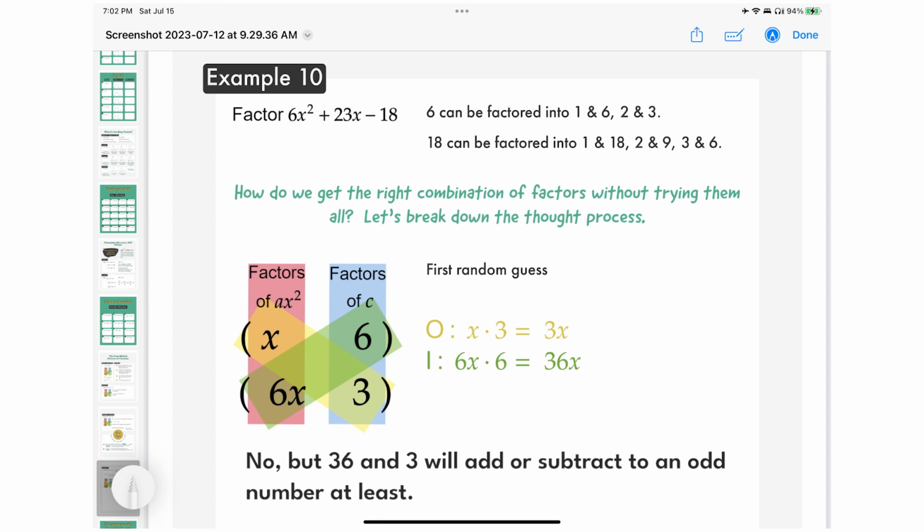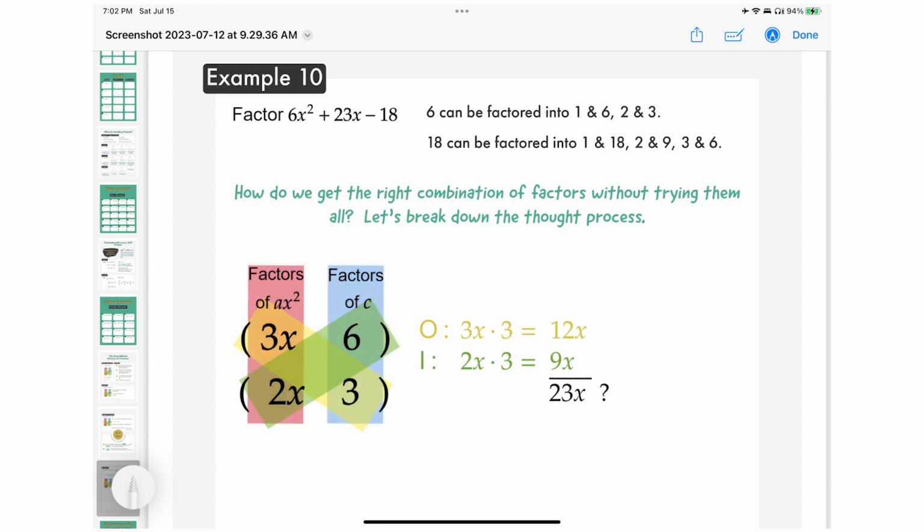Okay, so this didn't work out. Instead of x and 6x, why don't I try 3x and 2x? This doesn't work out either, but do you know what else I noticed? 12 and 9 are too close together on the number line. We need a larger difference of 23. So here's my third guess. It does work out. Since the 23x is positive, that means the 27x is positive and the 4x is negative.